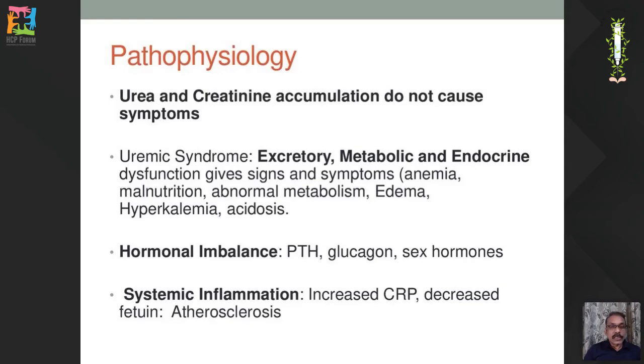So all these three dysfunctions come together, and patients will have the signs and symptoms of all of them, like volume overload and hormonal imbalance. Most importantly, I want to draw your attention to systemic inflammation, which is not mentioned in most textbooks. Renal dysfunction, end-stage renal dysfunction and dialysis induce systemic inflammation, and that is perhaps the most important cause of accelerated atherosclerosis. That is why we find increased C-reactive protein, a marker of inflammation, and decreased anti-inflammatory markers like fetuin.